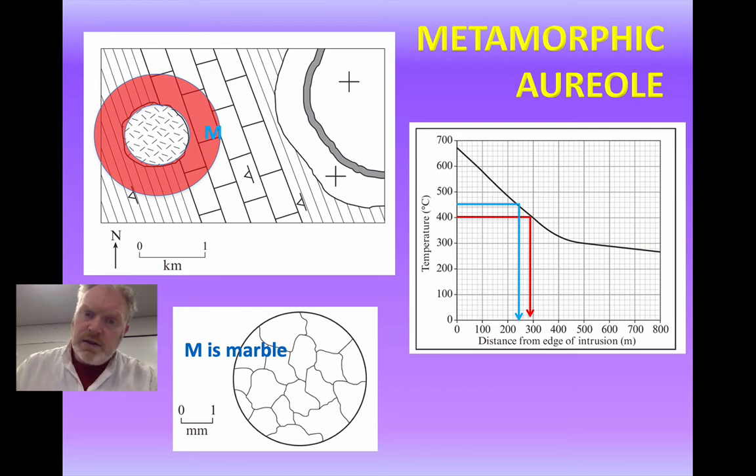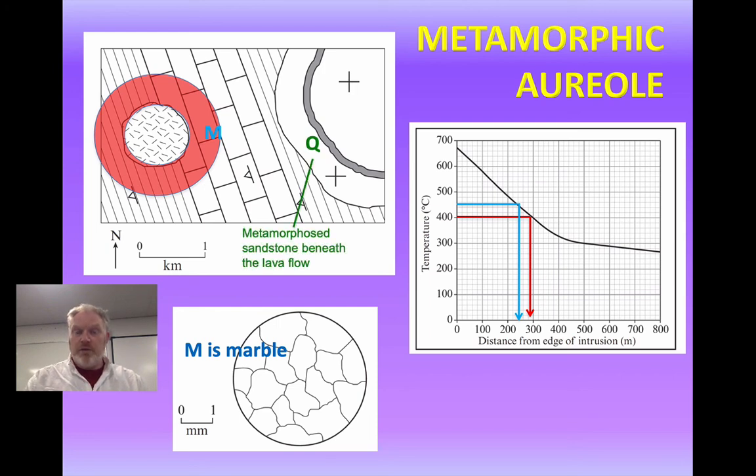I then asked you to mark on your map, with a Q, somewhere where metaquartzite might form. Now, for metaquartzite, we need some heat from an igneous rock, and we need sandstone. So it's got to be over there on the eastern side of the map, and it's going to be somewhere below that lava flow. Because it's a lava flow, you'll only have metamorphism at the bottom of that lava flow, not on top. Remember, we looked at the baked margins in theme 5.